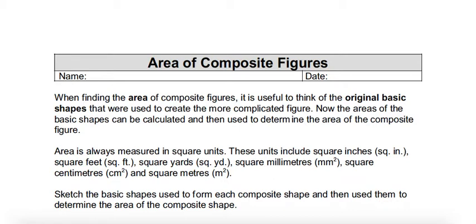So yesterday we took a look at how to figure out areas of regular simple shapes. So those are the shapes that we know names for, like square, rectangle, circle, triangle, and so on. We're going to use those formulas to help us out today when we're figuring out the area of composite figures.